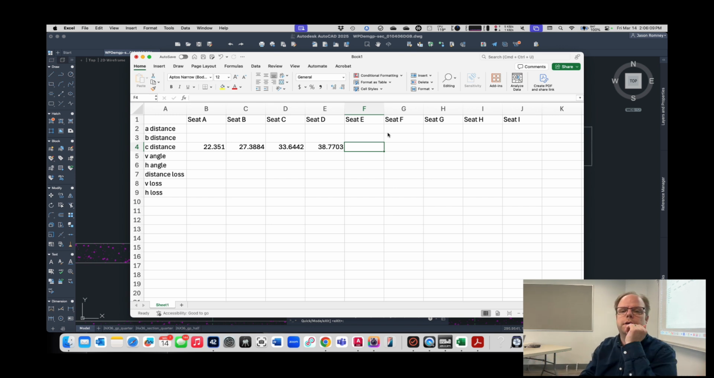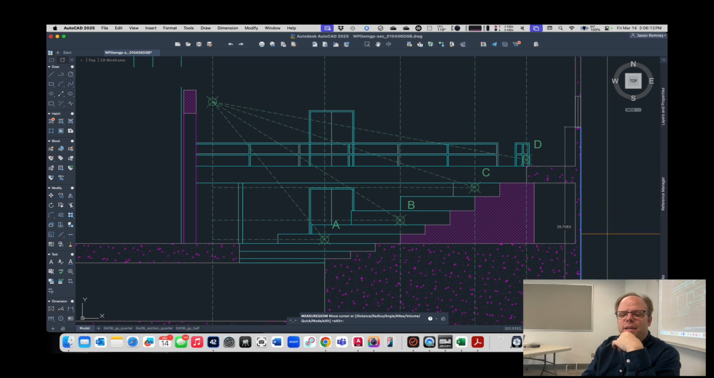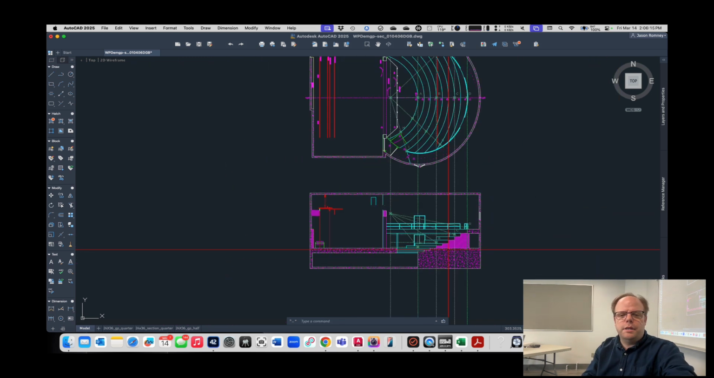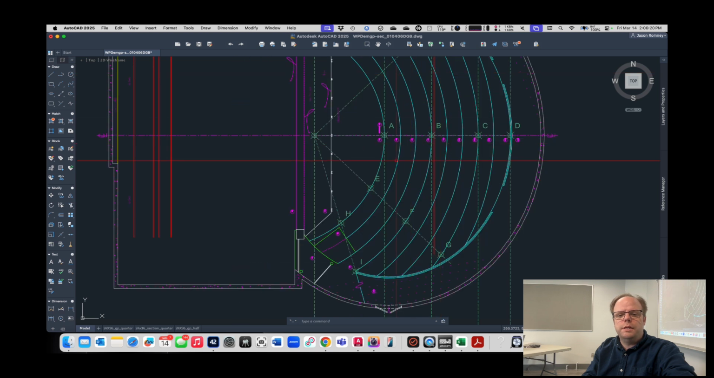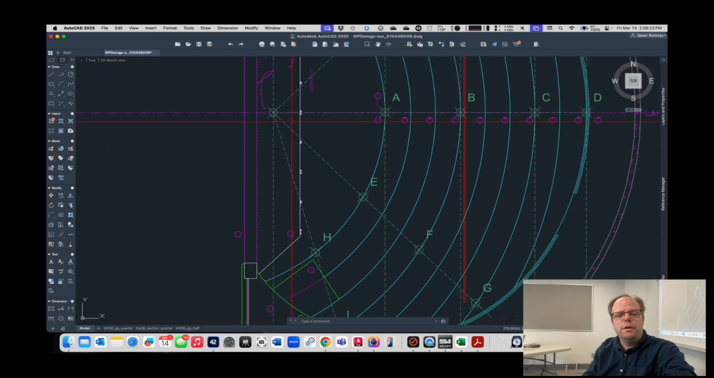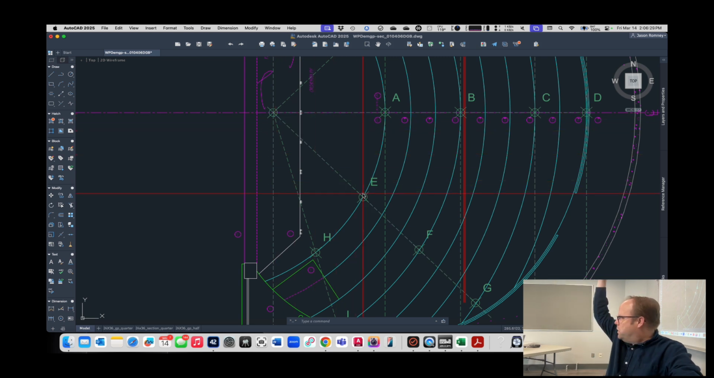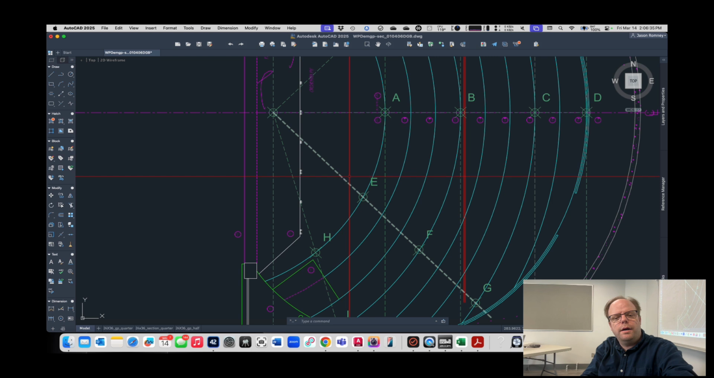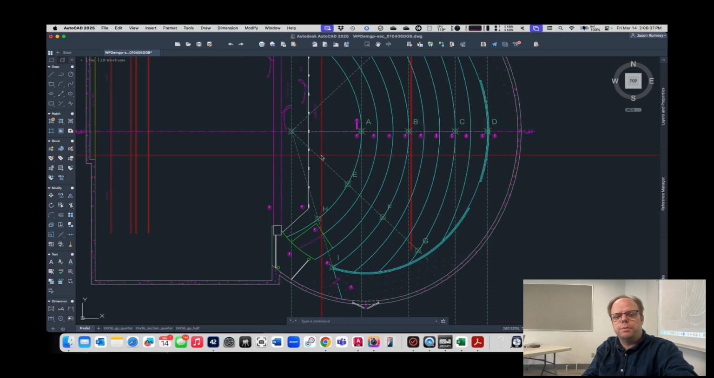So fine. But now I got to figure out these other ones. And it gets a little tricky because if I want to do seat E, for example, well, I can measure this distance, but because there's height involved, it's not going to be fully accurate, is it? So we can use the Pythagorean theorem to figure this out.